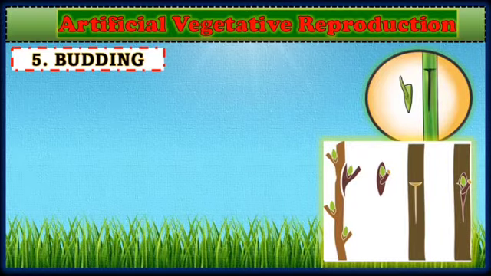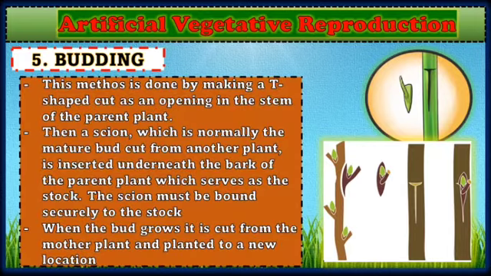Ano naman yung budding? So yan yung process ng budding. This method is done by making a T-shape cut as an opening in the stem of the parent plant. Then a scion, which is normally a matured bud cut from another plant, is inserted underneath the bark of the parent plant, which serves as the stock. The scion must be bound securely to the stock. When the bud grows, it is cut from the mother plant and planted in a new location. So that is the method of budding.